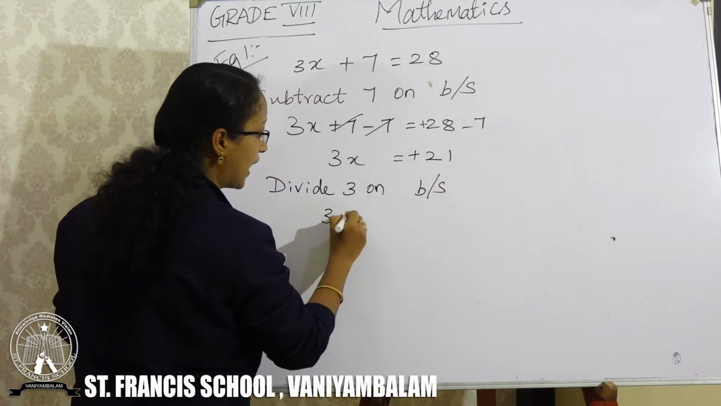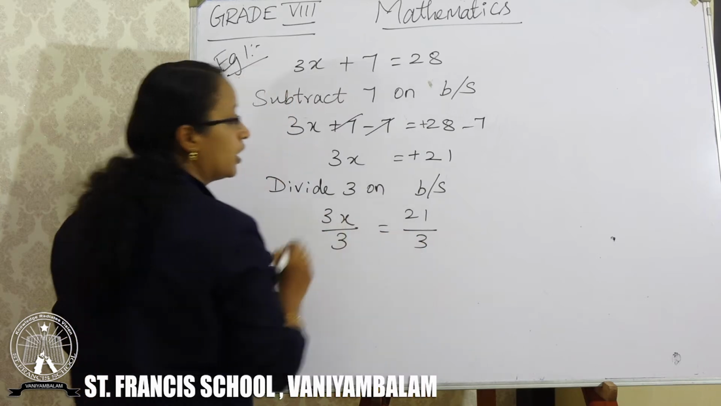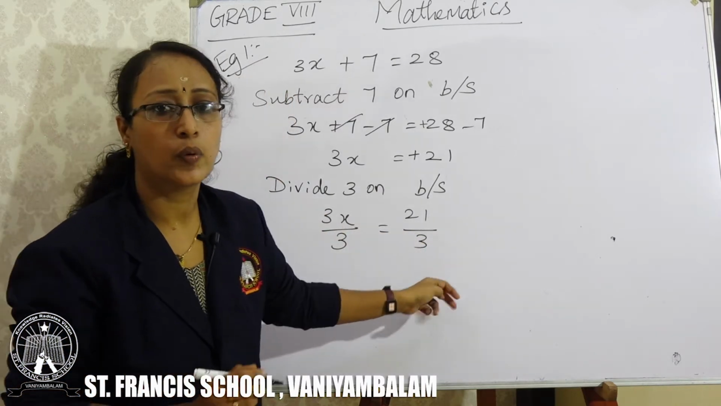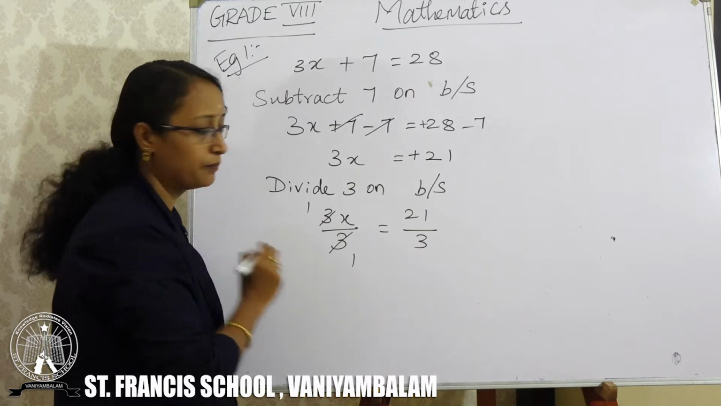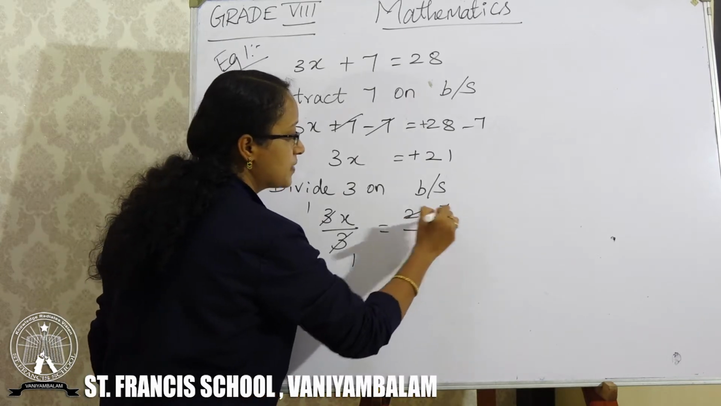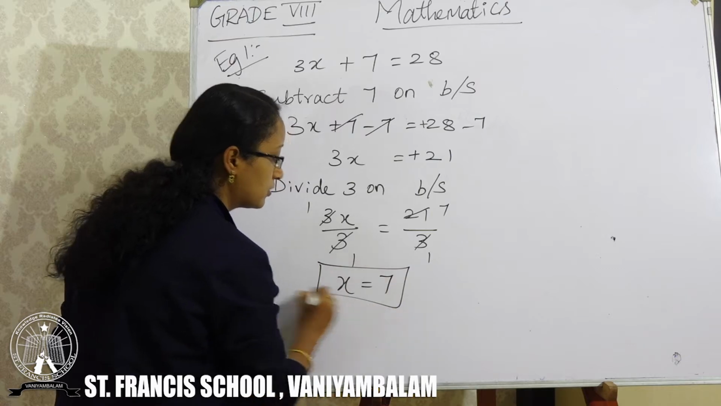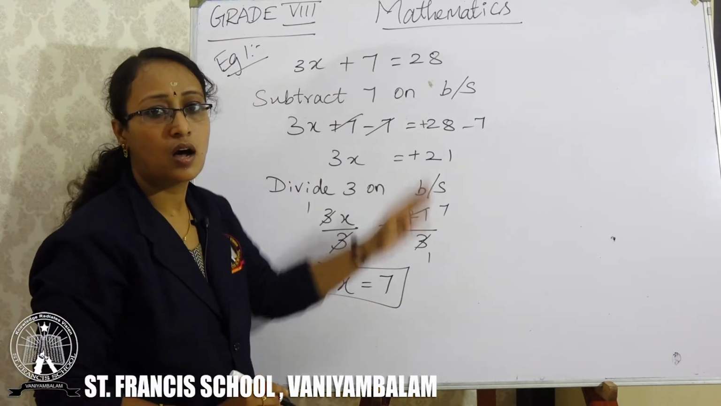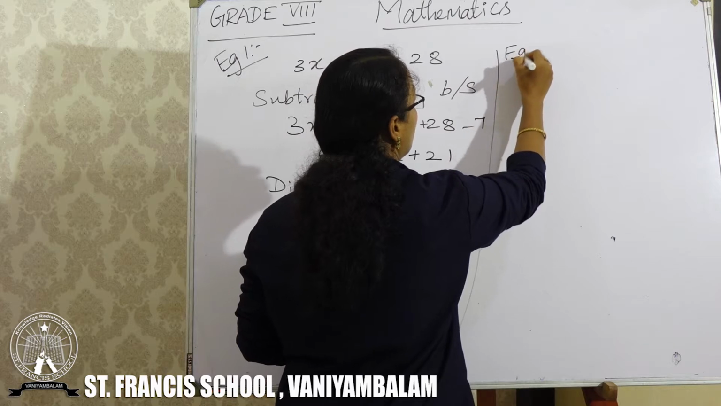If you divide 3 on both sides, you will get 3x by 3 is equal to 21 by 3. You will cancel the 3 on the left, and on the right 3 goes into 21, 7 times. So your x will be 7. Yes, this is how you will solve this. One more example. Example 2.